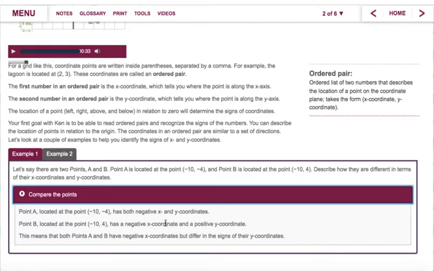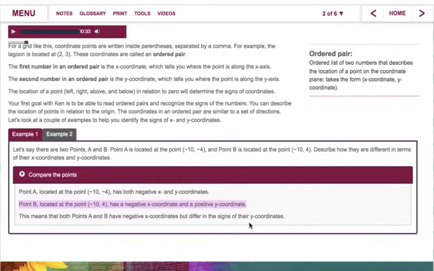When we're comparing, point A located at the ordered pair -10, -4 has both negative x and y coordinates. Point B located at the point -10, 4 has a negative x and a positive y. This means that both points A and B have negative x's, but they differ in the signs of their y coordinates.